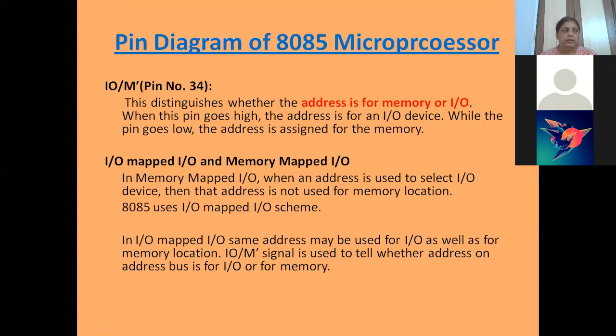So we have to combine this pin also, and from this pin we can have one more piece of information. This is a second generation microprocessor, and the microprocessors before this did not have this pin. This pin was introduced in this processor only.